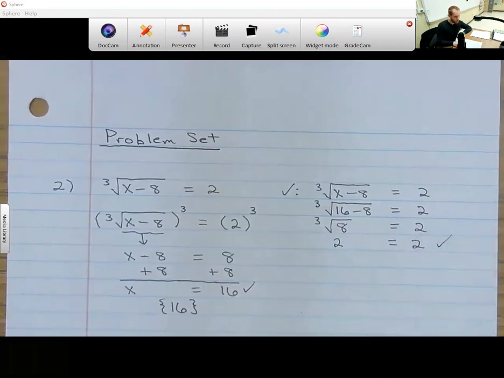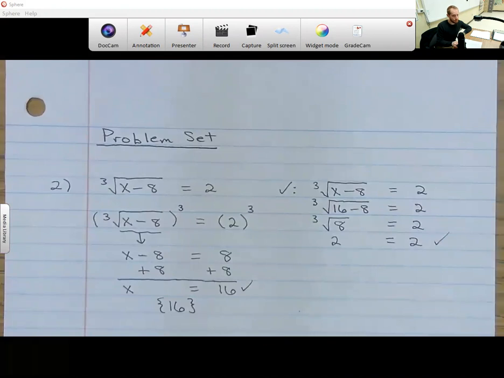Now, if you got something like a false statement, like let's say 2 is equal to 0, then maybe you need to go back and see if that answer really works out and where you messed up. But if it works, it works. Okay. Let's look at number 3.